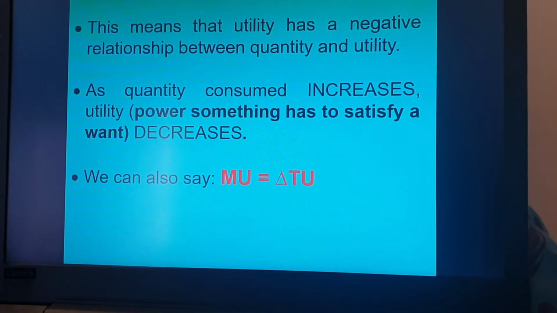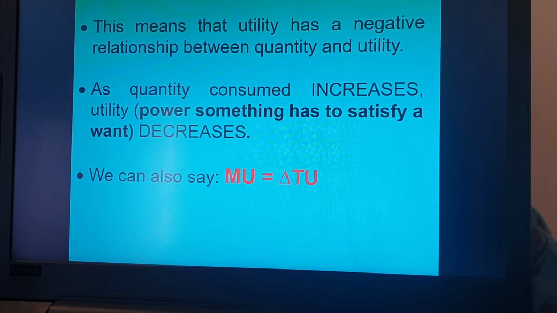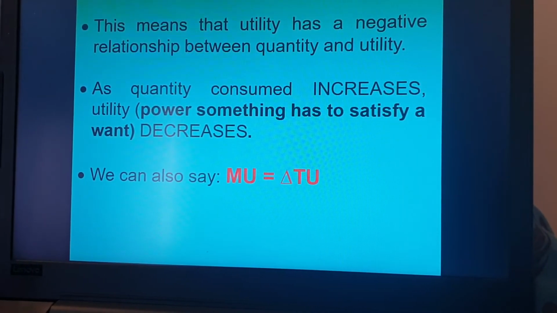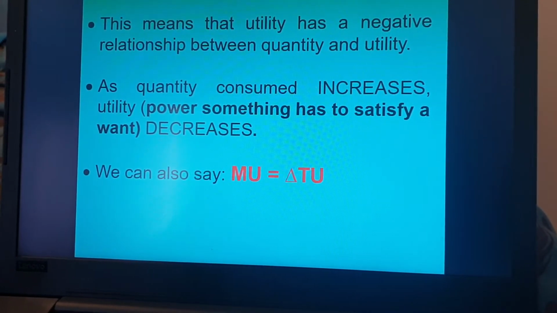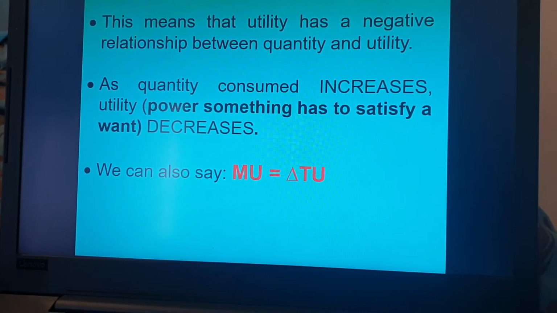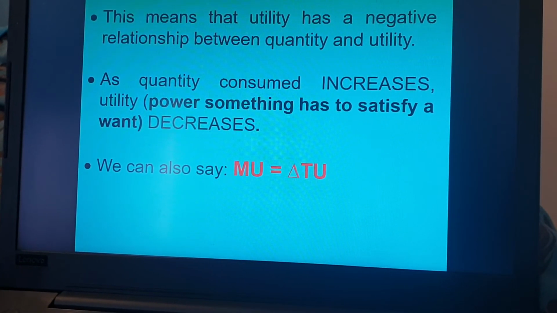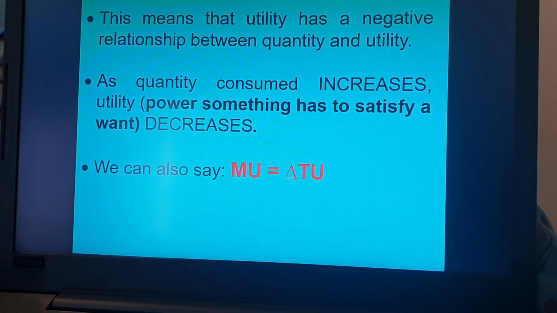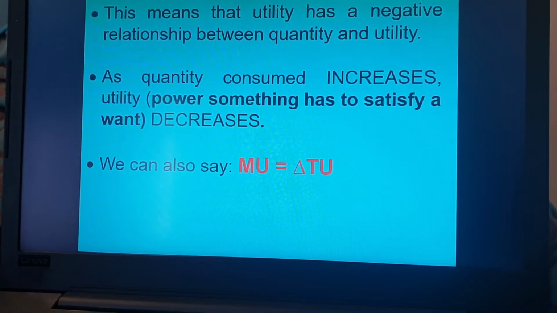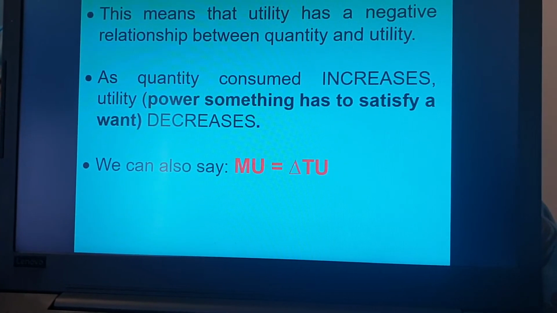This means that utility has a negative relationship between quantity and utility, meaning as quantity consumed increases, so from 1 burger I go up to 8 burgers, utility, the power something has to satisfy a want, will start to decrease, because when I get to my 8th burger, I'm not going to be satisfied with the burgers anymore. I'm actually going to be sick of these burgers.